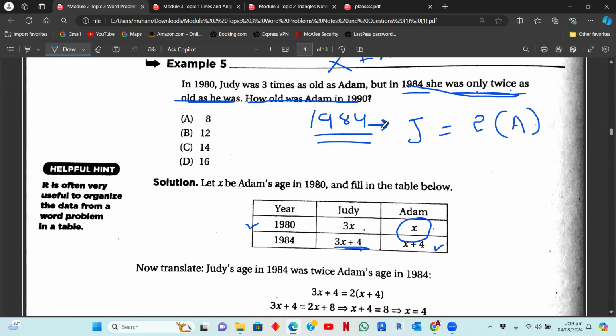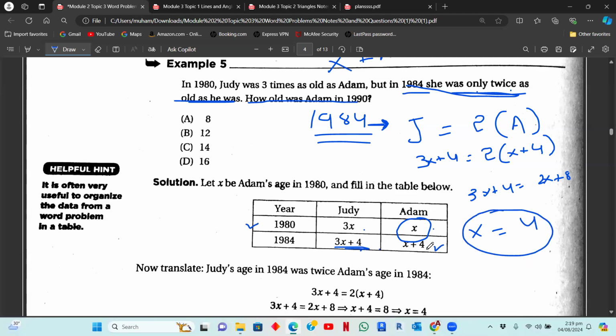Then this is where we'll find a value for x. So if Judy was 3x plus 4 in 1984, Adam was 2 times x plus 4, because this was his age and we're multiplying it with 2. If you solve it, 3x plus 4 equals 2x plus 8. Okay, 3x minus 2x gives x, 8 minus 4 gives 4. This means that the value of x is 4.